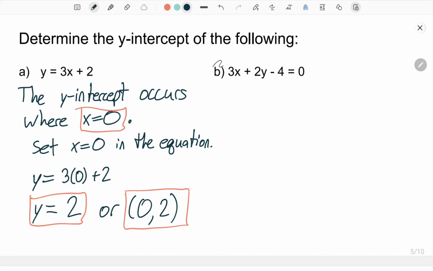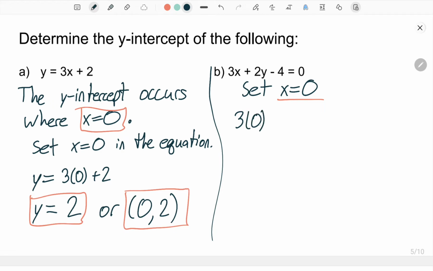Okay, let's try that again. Because in this example, it's not going to work out as quickly as we just did it there. There it just plopped right out the answer. So to find the y-intercept, we set x equal to 0. So that's step number 1. So let's rewrite our equation. So 3 times 0 plus 2y minus 4 equal to 0.